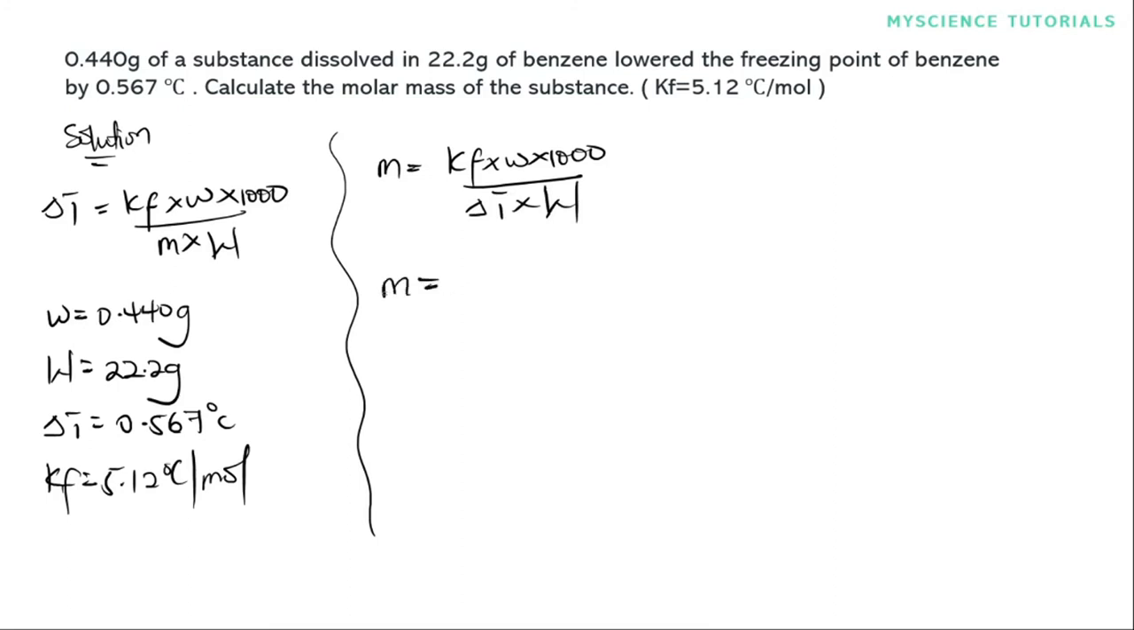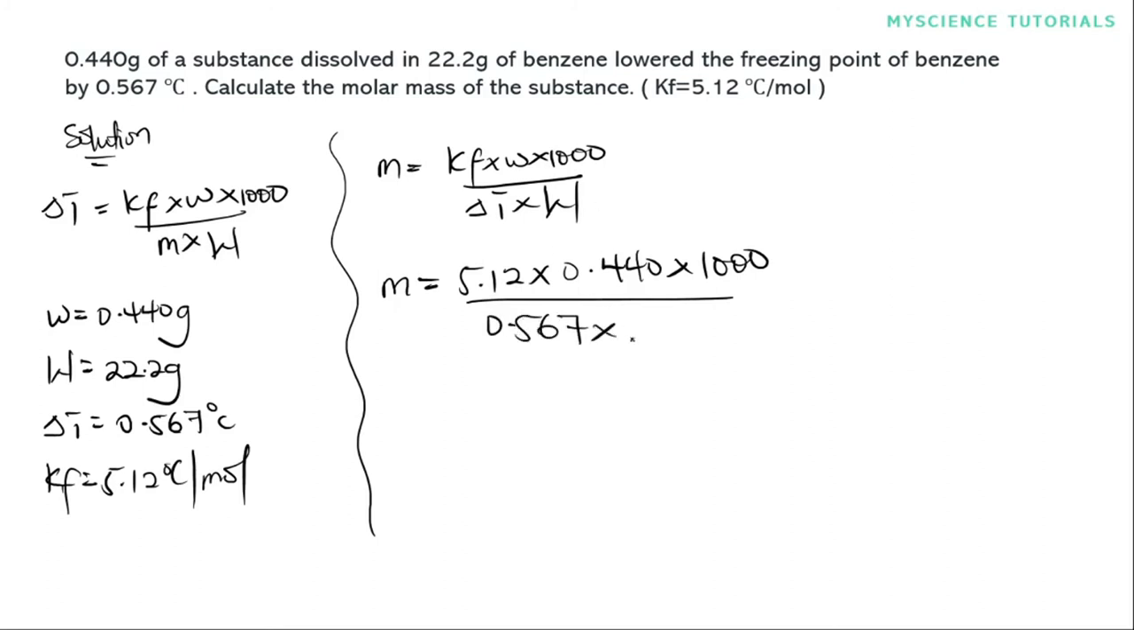So it means our molar mass is equal to, the value of KF is 5.12 multiplied by small w, which is 0.440, multiplied by 1000, all over delta T, which is 0.567, multiplied by capital W, which is 22.2. So if we input everything here into the calculator, we are going to get 178.97. So it means the molar mass of the substance, given that KF is equal to 5.12, is equal to 179 gram per mole approximately. So this is the molar mass of the substance.